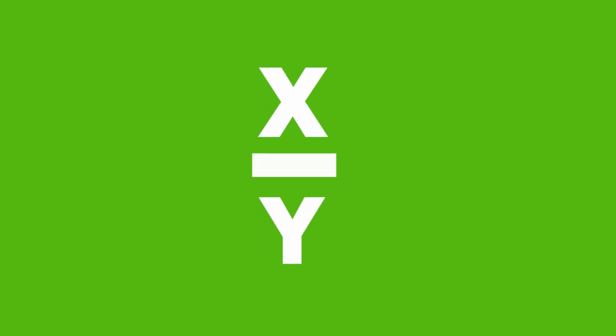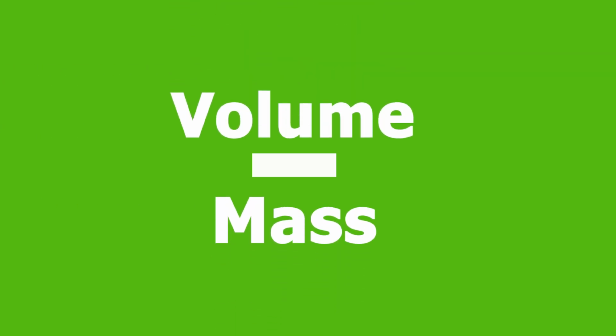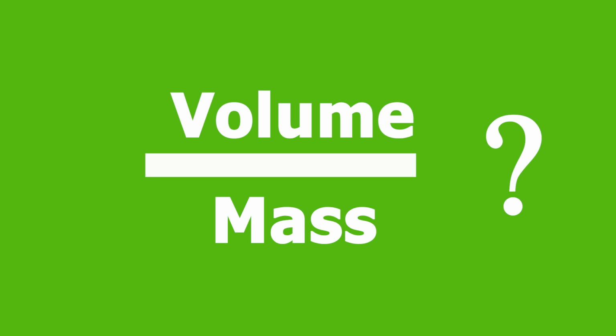Now using these operations on things like x and y, it's not a concept too hard to grasp. But when we start to apply it to things like in physics, like volume and mass, what does it actually mean to multiply or divide volumes and mass? What are we actually doing to the system? Well, to answer this sort of question, let's take a step back and look at something simpler.